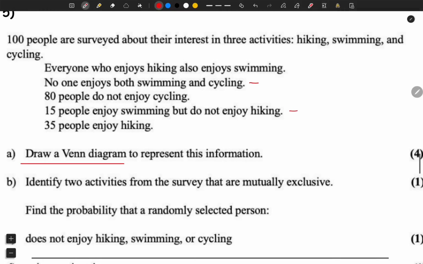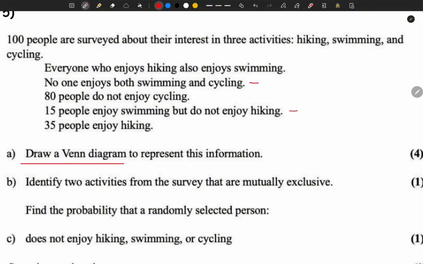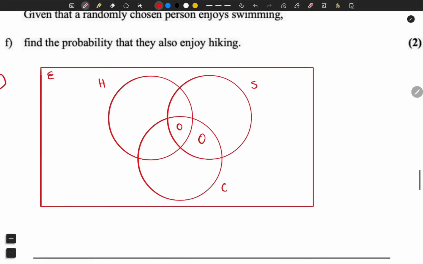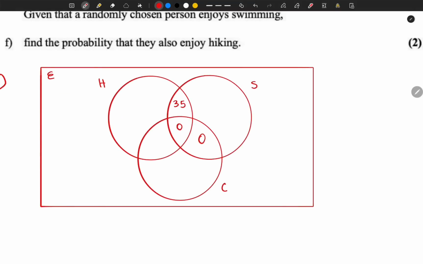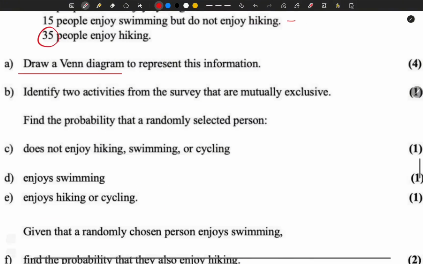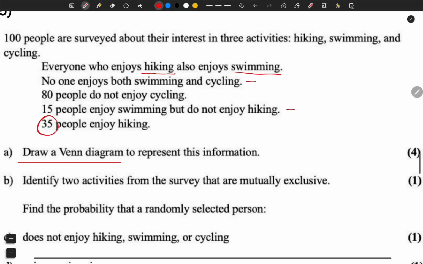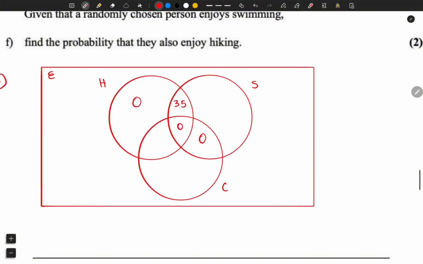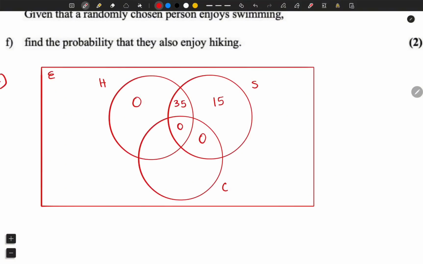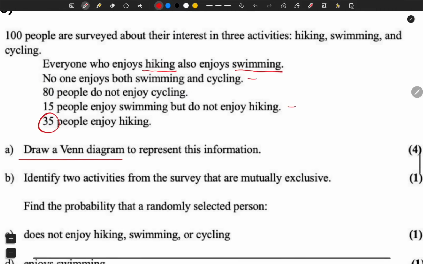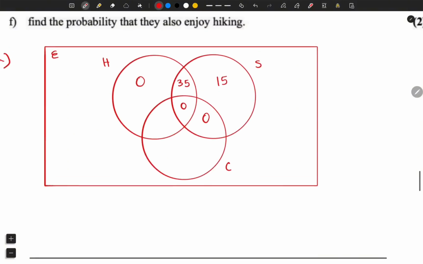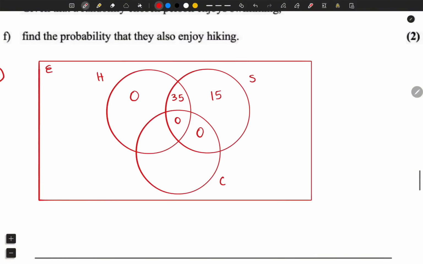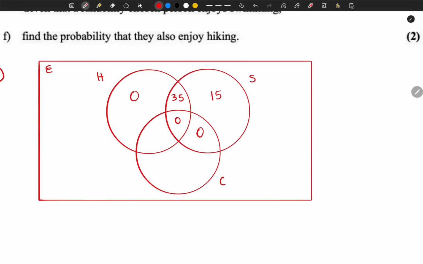Now 35 people enjoy hiking, which means that those who enjoy hiking also enjoy swimming. So this 35 will be in this part. So this will be 0. Now 15 people enjoy swimming but do not enjoy hiking. So 15 will be in this region. 80 people do not enjoy cycling.